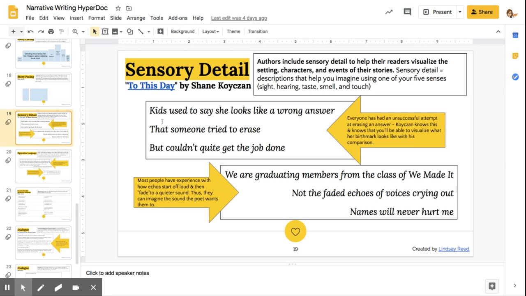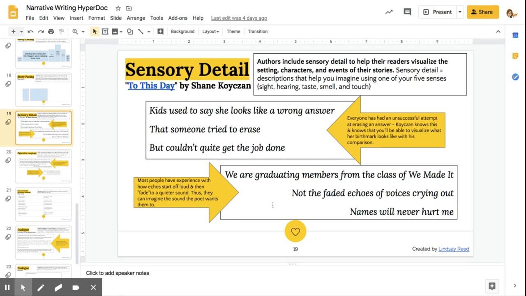He said that kids used to say she looks like a wrong answer that someone tried to erase but couldn't quite get the job done. Everybody has tried erasing something with a pencil before, and they probably had one of those crummy erasers that just smudged everything instead of actually erasing. So because he knows most people have that experience, this piece of sensory information right here, that she looks like a wrong answer that someone tried to erase, that pops into your head really easily. And it's a much more interesting way to say that she had a dark mark on her face.